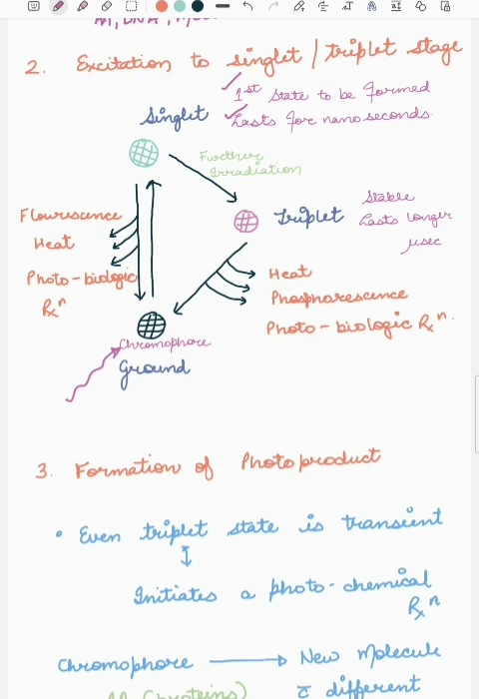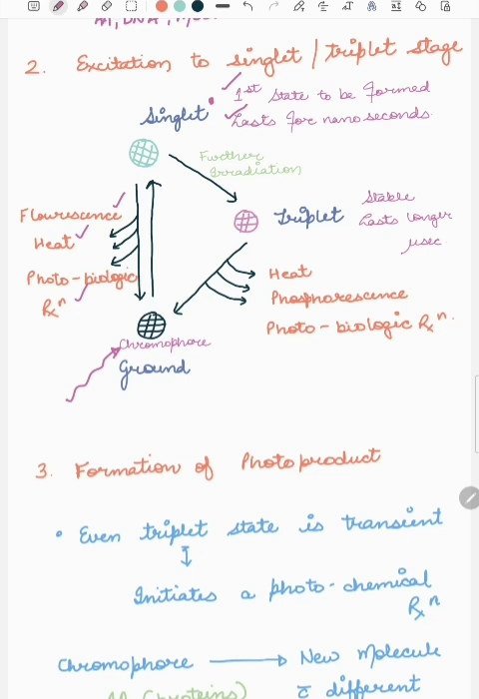Now, once this action ends, because obviously the singlet state is a very unstable state, it will go back to the ground state. Fine. So now when the energy is released, it will be released as fluorescence, heat, or a photobiologic reaction.